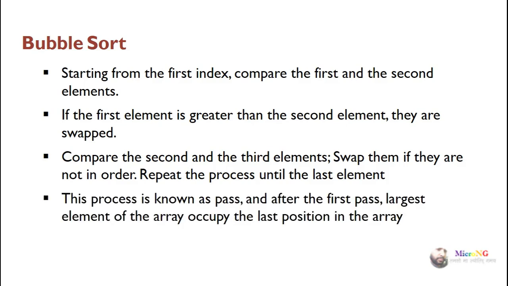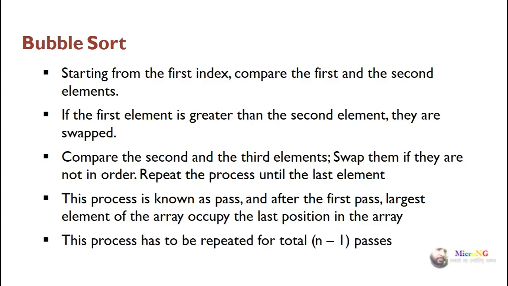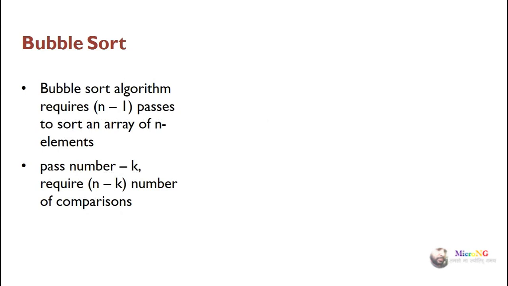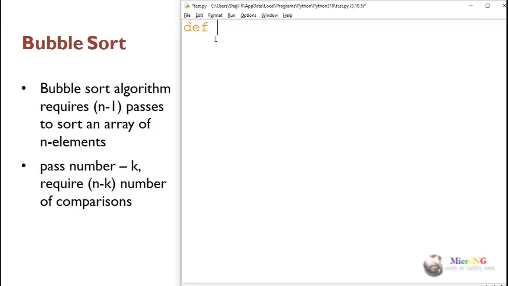This process is known as a pass, and after the first pass, the largest element of the array occupies the last position in the array. This process has to be repeated for a total of n-1 passes. The bubble sort algorithm requires n-1 passes to sort an array of n elements. Pass number k requires n-k comparisons. Now let us implement the bubble sort algorithm using a Python program.